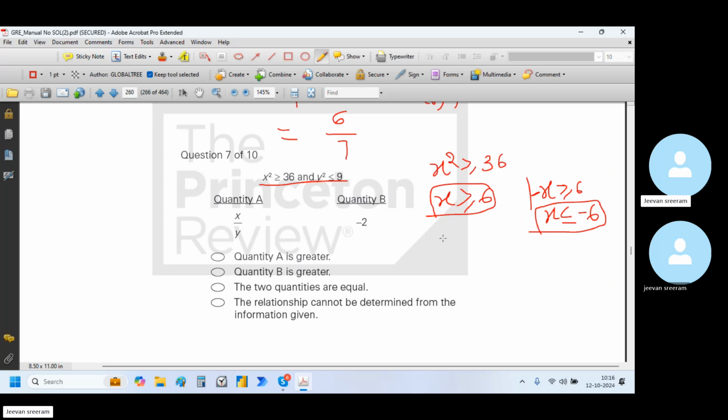Similarly, y square less than or equal to 9 means, in fact you can do this easily by plugging in, but you should know the actual process to handle it. y square less than or equal to 9 means y less than or equal to 3, and the same for minus y less than or equal to 3. So this is y less than or equal to, no, greater than or equal to, the symbol must be flipped, minus 3.